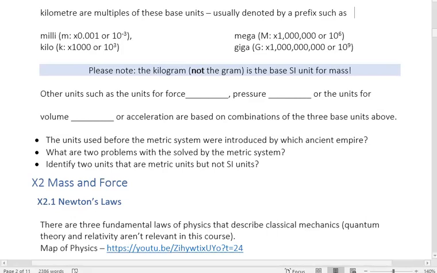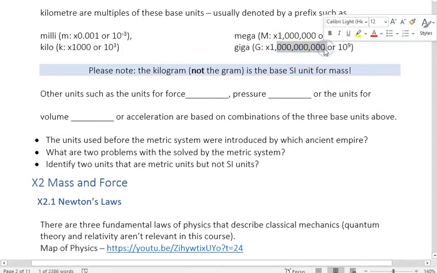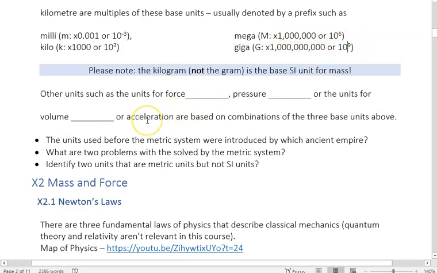Once upon a time there was a bit of dispute as to how big 1,000,000,000 is, if it had 9 zeros or if it had 12 zeros. This is why I don't use the word billion. Instead, I want you to write the number of zeros, or you could write 10 to the 9, and the 9 indicates how many zeros there are. Please note that the kilogram, not the gram, is the base SI unit for mass.